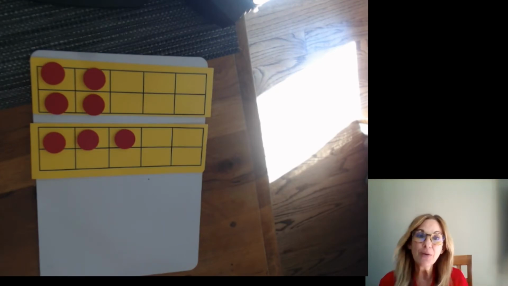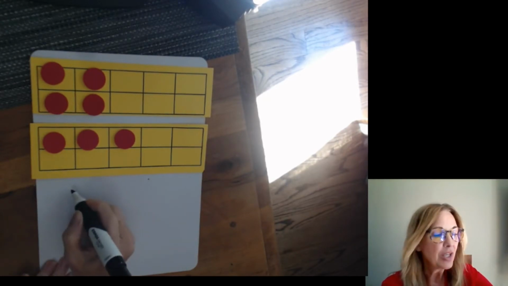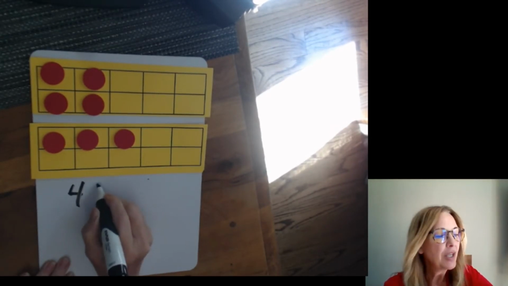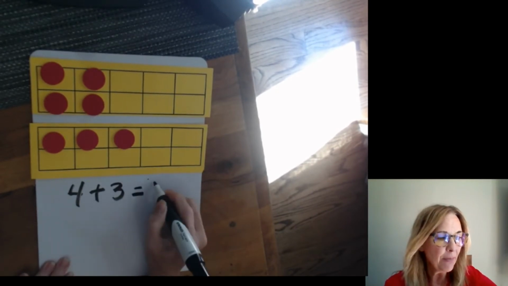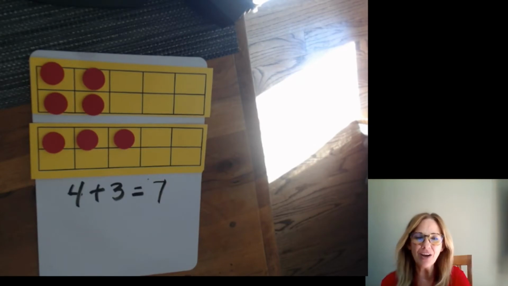Now, let's go a step further and write a math expression to show our thinking. How many dots were on the top? 4. And how many were on the bottom? 3. 4 and 3 make 7. There are 7 dots in all. Great job. Let's do another.